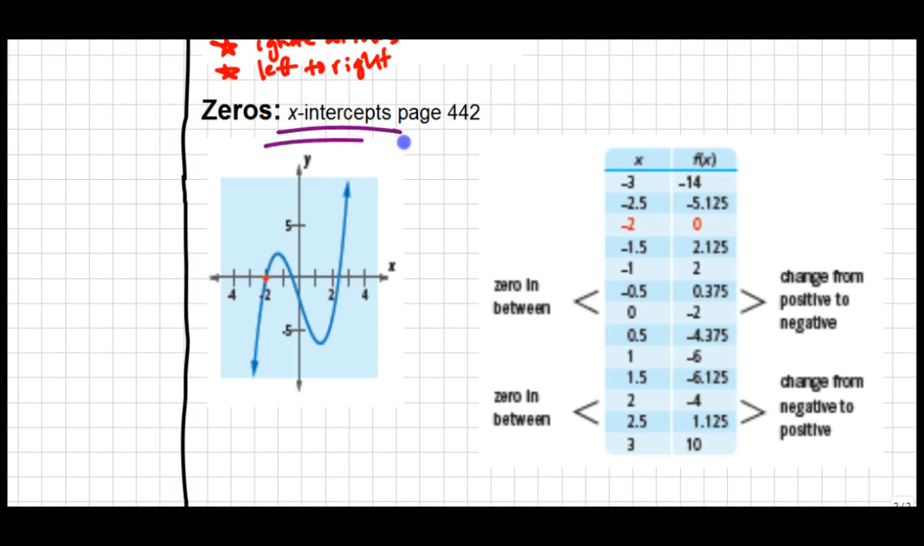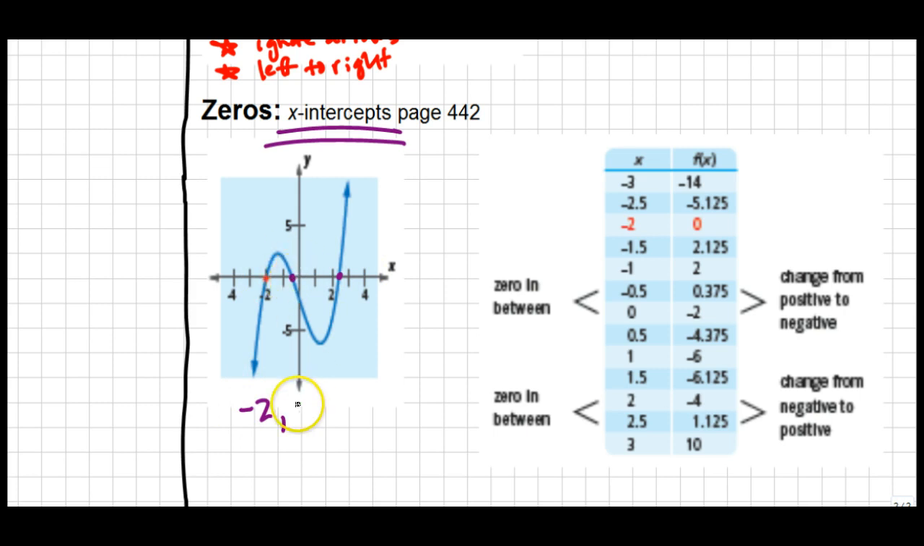Another word for a zero is an x-intercept. I'm pretty sure students are familiar with x-intercepts on a graph. Make sure you identify all of them. This particular graph has 3. The first one's pretty easy to notice. It's at -2.